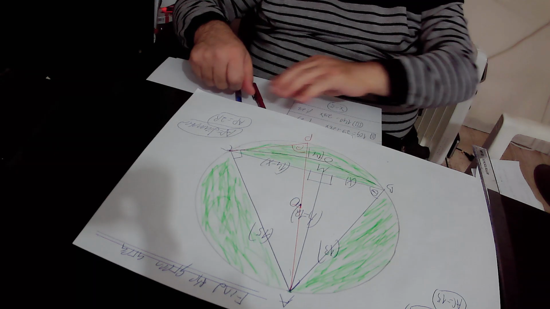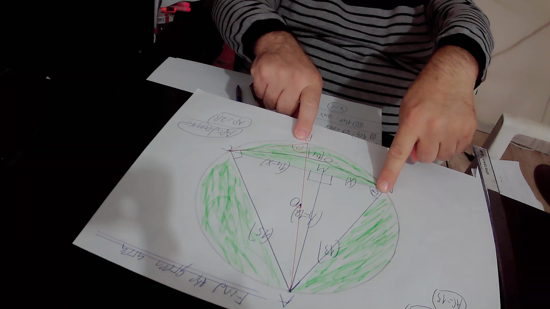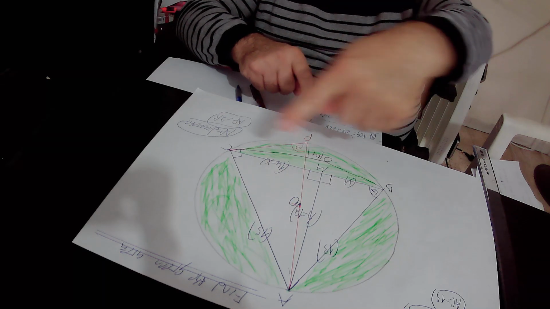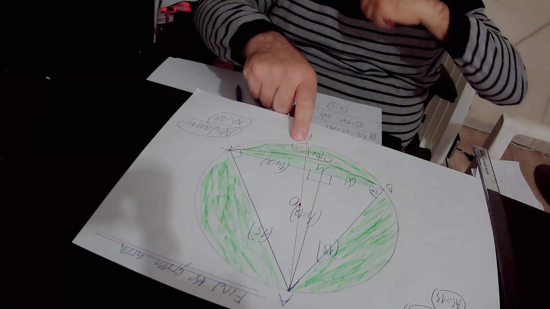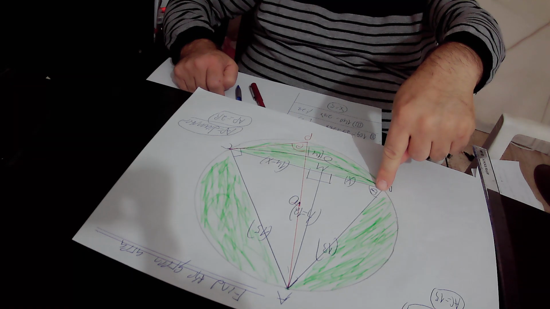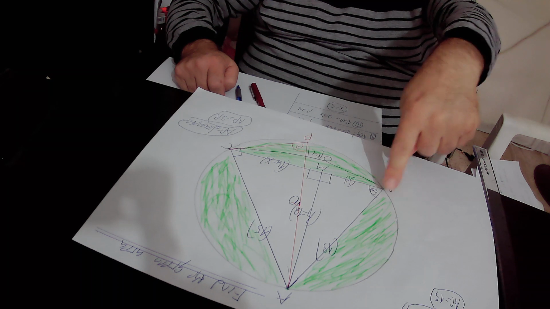I repeat again, those two peripheral angles rest on the same chord AC, therefore they must be equal to each other. So if this peripheral angle equals theta, then this peripheral angle ABC must also be equal to theta according to rule number 8.